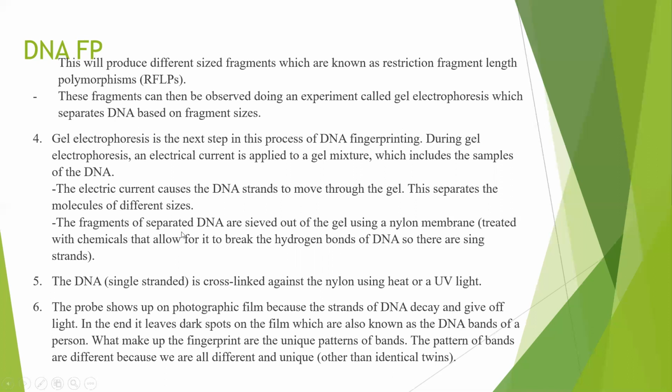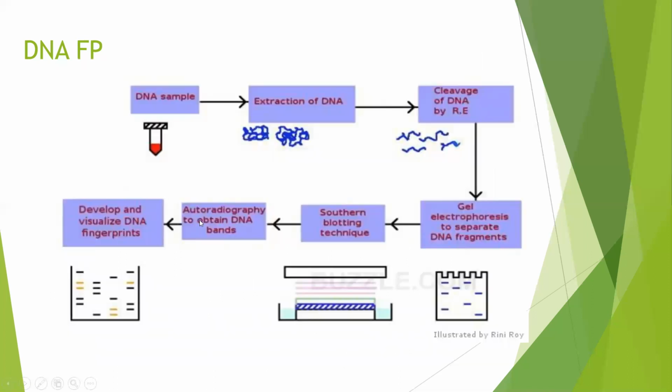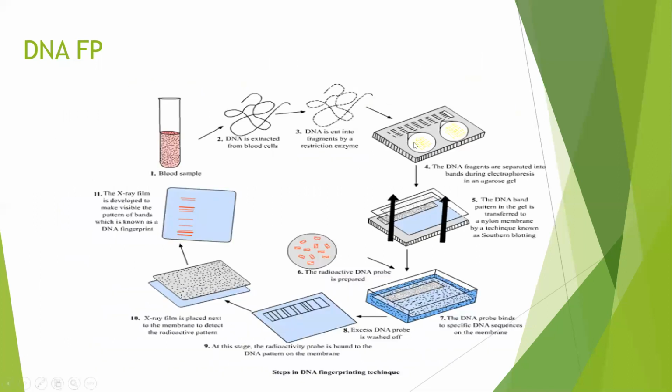The fragments of separated DNA are sieved out of the gel using a nylon membrane, treated with chemicals that break the hydrogen bonds of DNA, so there are single strands. Look at here. This is agarose gel electrophoresis, current is supplied. The DNA fragments will be moved.